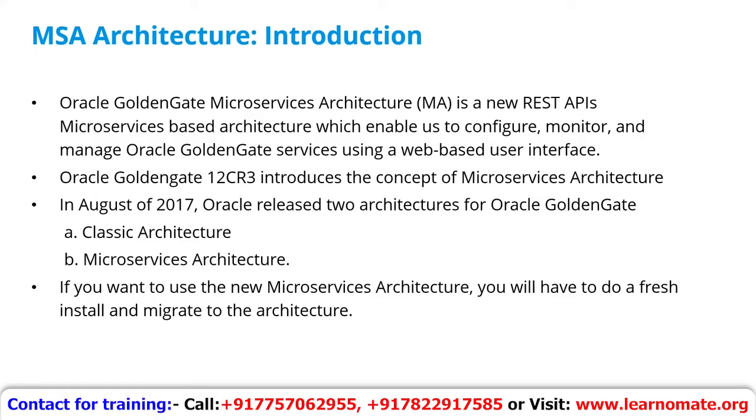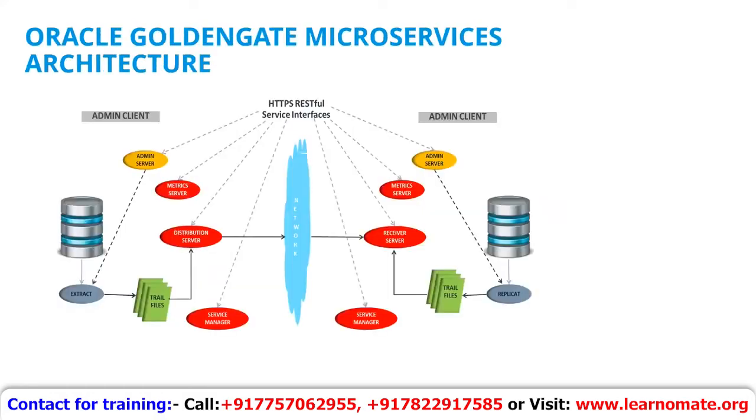So in August 2017, Oracle released two architectures. The existing architecture was renamed to classic architecture and the new architecture was microservices architecture. If you want to upgrade directly from classic to microservices, you will have to do a fresh install and migrate to the new architecture. So this is how your microservices architecture looks like.